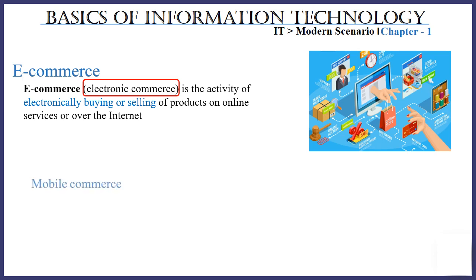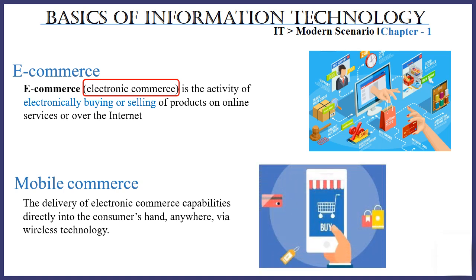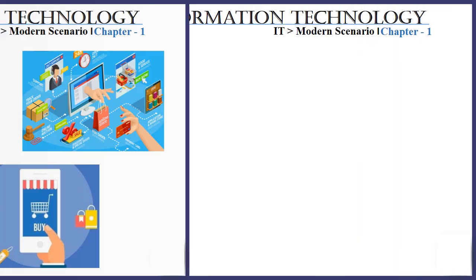The next field is mobile commerce. Apps are available and all online activities can be performed through mobile phones. As you can see in the diagram, we can buy anything from the internet.